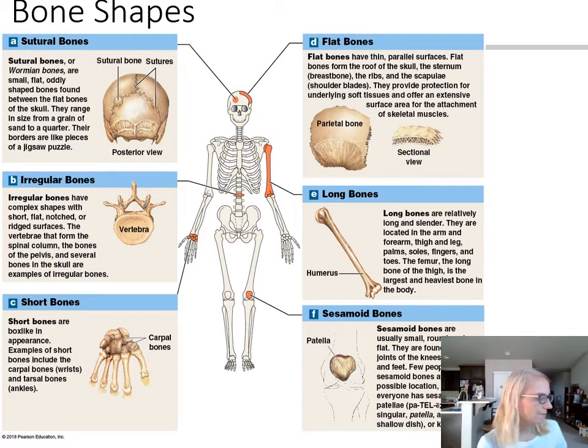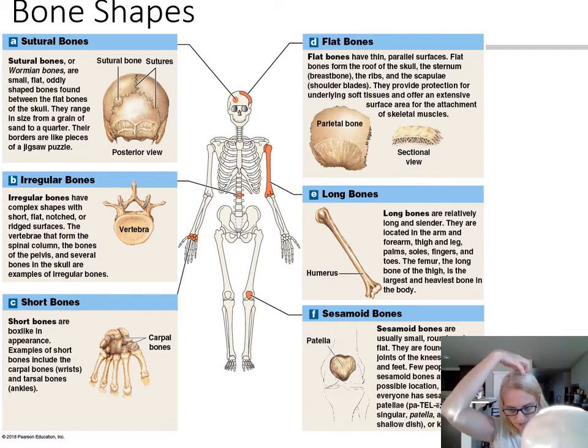Okay. Then we have flat bones. So I just have the skull here. This will sit right here, the skull cap. This is the frontal bone, and you can see it's pretty flat. It's very thin. These are the parietal bones right here, which are going to sit right here.